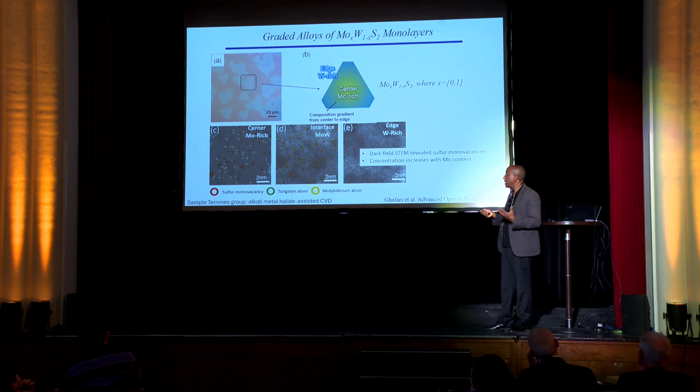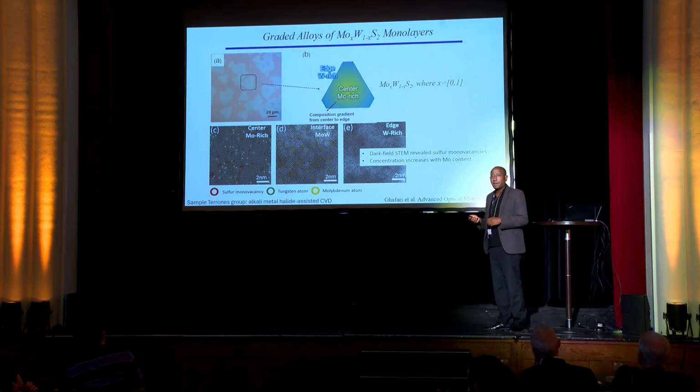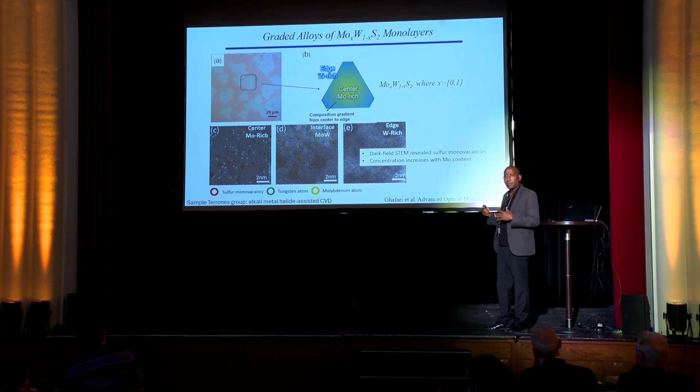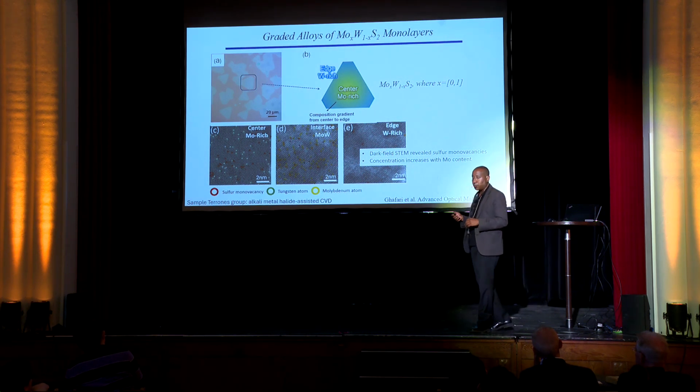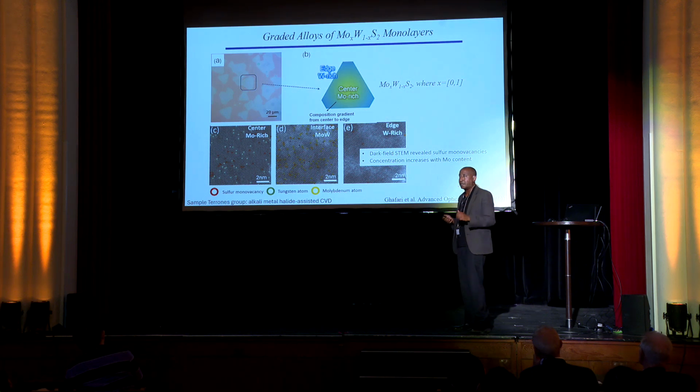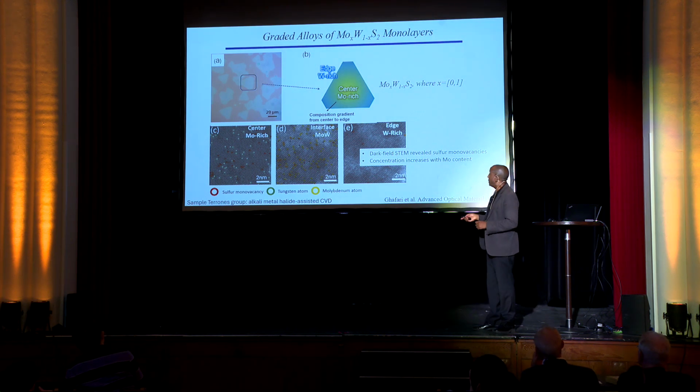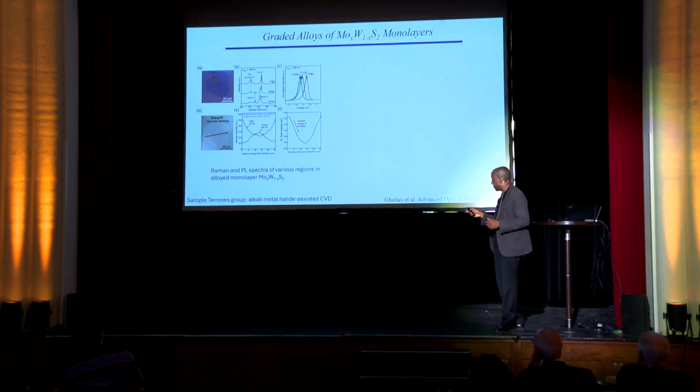So there's a very high concentration of sulfur monovacancies that are proportional to the molybdenum content. So you have a large sulfur vacancy in the middle compared to the edge. But these sulfur vacancies will play a significant role in what I'm going to tell you.